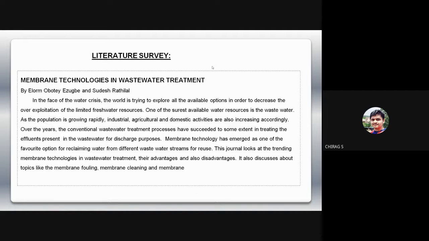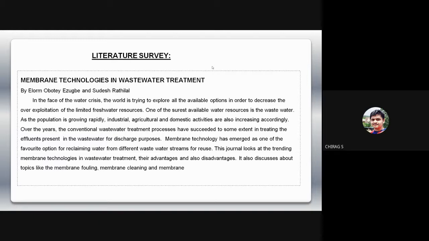This journal was by Elam Obaito Izugbe and Sudesh Ratilal. So, coming to this journal, in the face of the water crisis, the world is trying to explore all the available options in order to decrease the over exploitation of the limited freshwater resources. One of the surest available water resources is the wastewater. As the population is growing rapidly, industrial, agricultural, and domestic activities are also increasing accordingly.